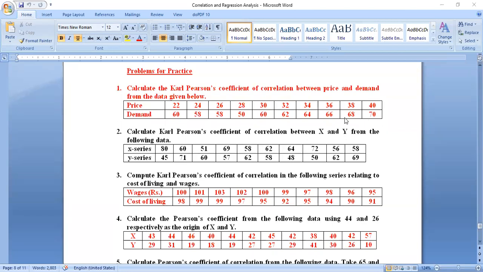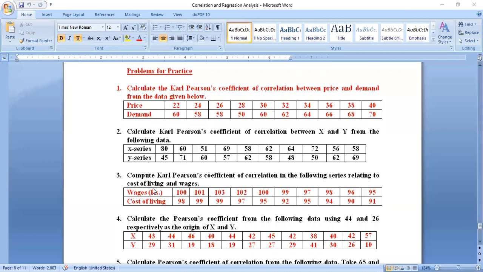Here how many values are there? 10 values are there. First of all, you have to find out the X bar and Y bar values. If X bar and Y bar are 2-digit numbers, then the problem belongs to the actual mean method. If you get fractions, then the problem belongs to the assumed mean method. Then problem number 2: calculate Karl Pearson's coefficient of correlation between X and Y from the following data. X series and Y series are given, and these 5 problems are repeated many times from the examination point of view. So please try to practice these 5 problems, students.